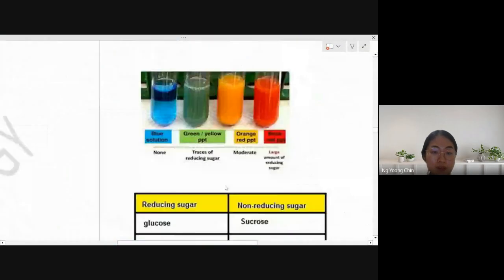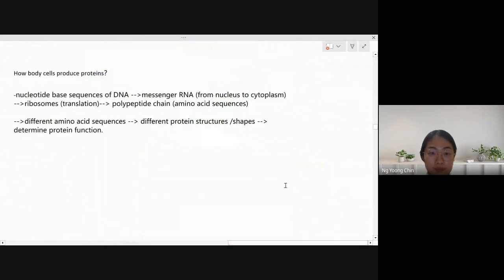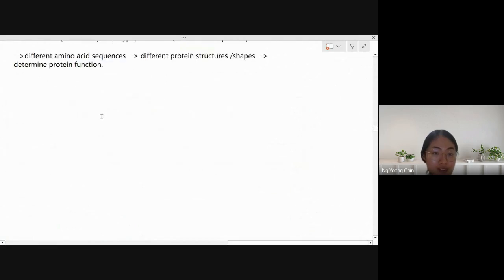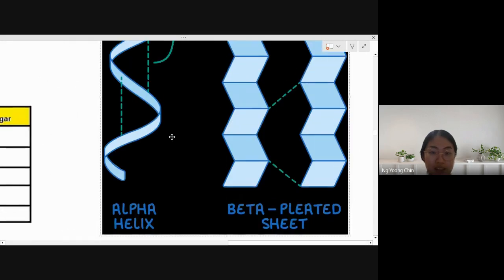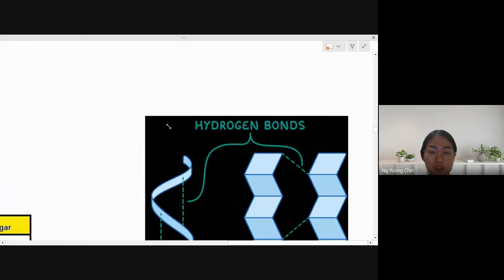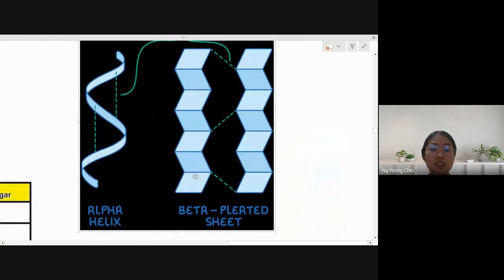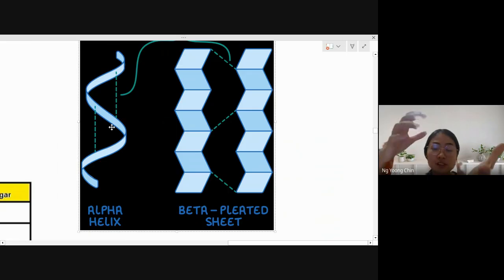This one. Okay, I will put this. This is the example of the secondary structure. See, alpha helix and the beta pleat. This is actually the polypeptide chain, right? When the polypeptide chains connect with another chain, they will form the bond.